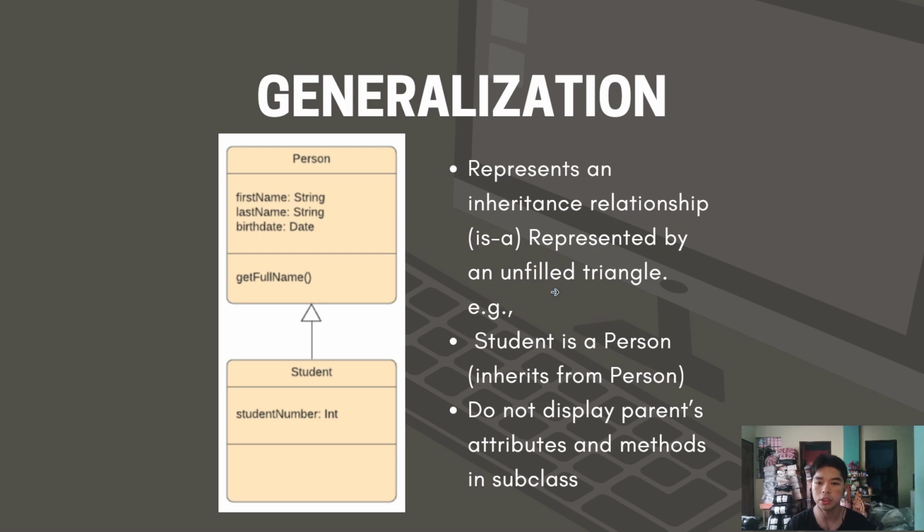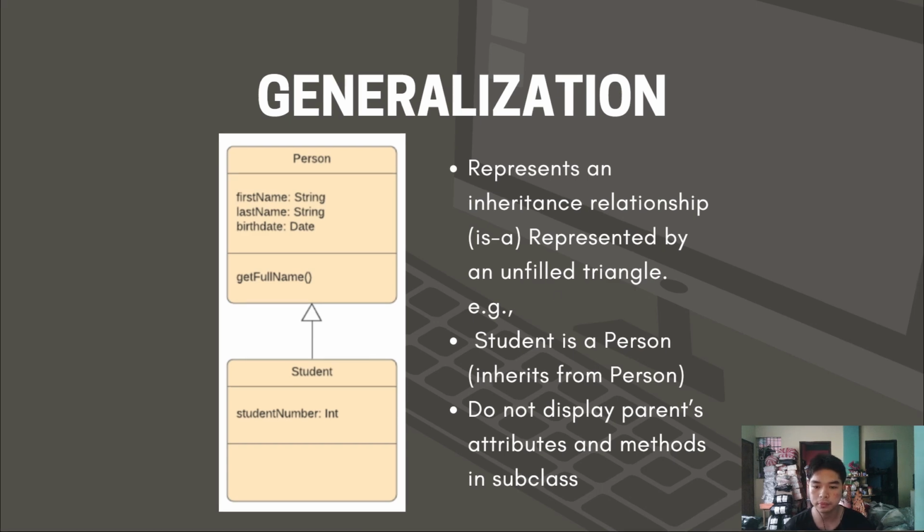Generalization. This represents an inheritance relationship. It is represented by an unfilled triangle. For example, a student is a person, so it inherits from a person. These also do not display the parent's attributes and methods in subclasses.